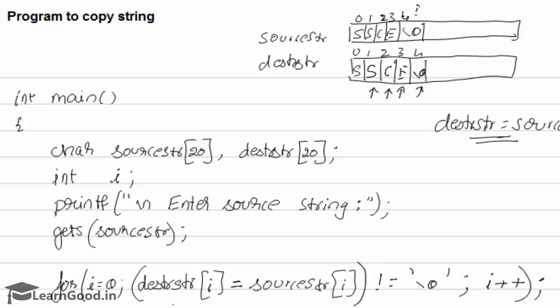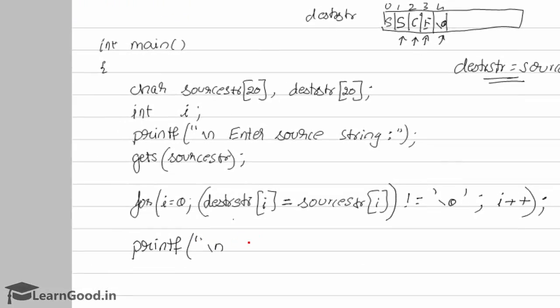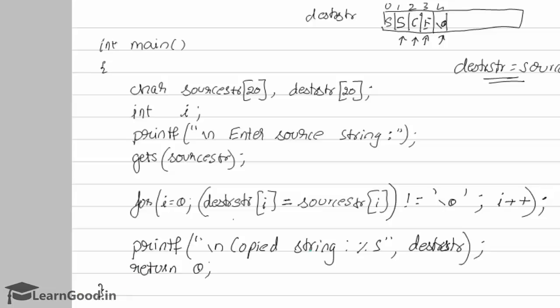And then afterwards, after coming out of the loop, you can display the copied string by giving printf("copied string: %s"), and you can display here dest str, okay, and then return 0. So the single line is going to copy all the contents from source str to dest str.